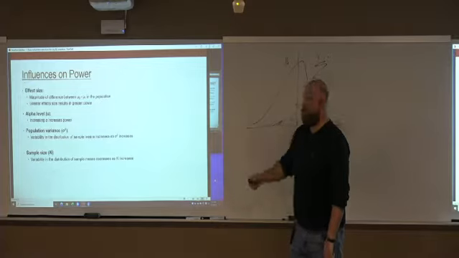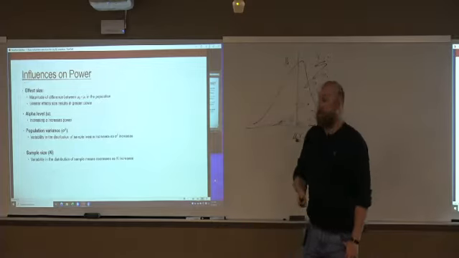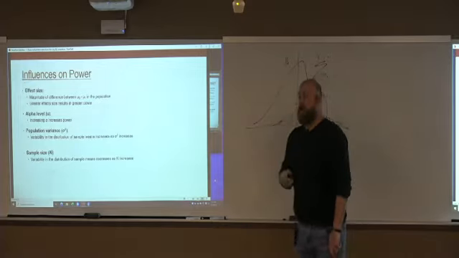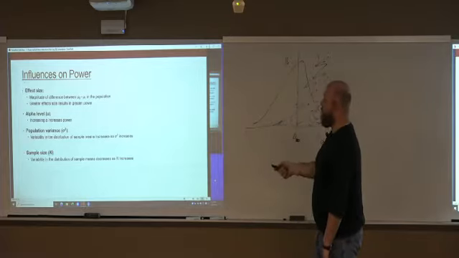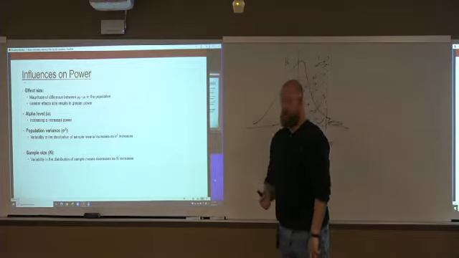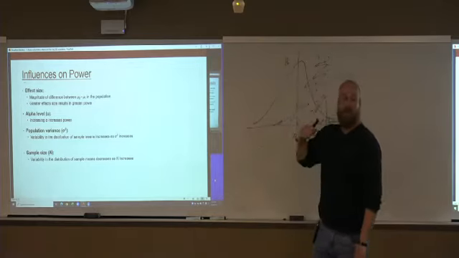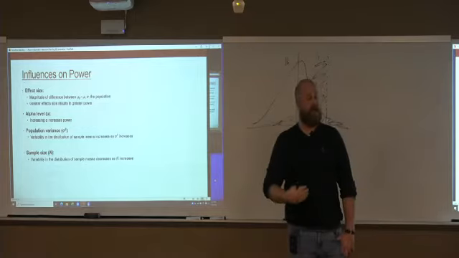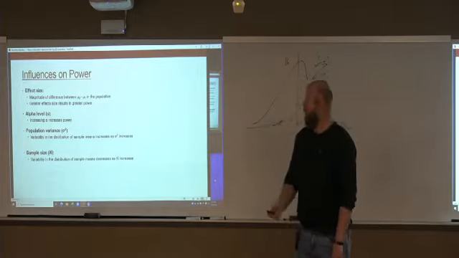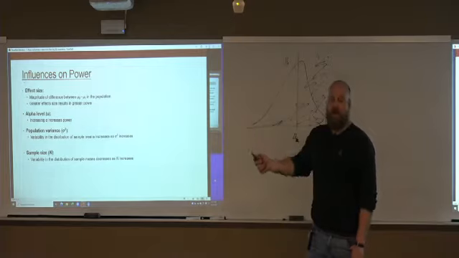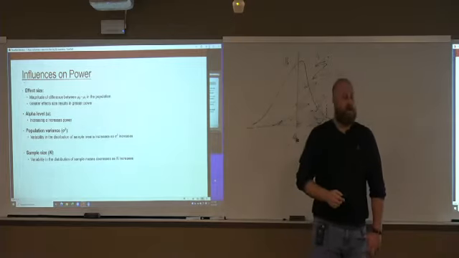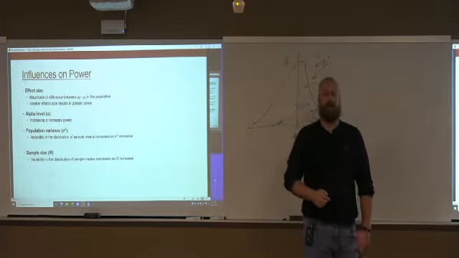All right. So if we're thinking about influences on power, things that impact the magnitude of the power of our test, there's effect size. Our effect size is the magnitude of the difference between the null and alternative hypotheses in the population. Bigger effect sizes are associated with greater power, all things being held equal. So if I've got a study and I'm looking for something that's associated with a big effect, awesome.